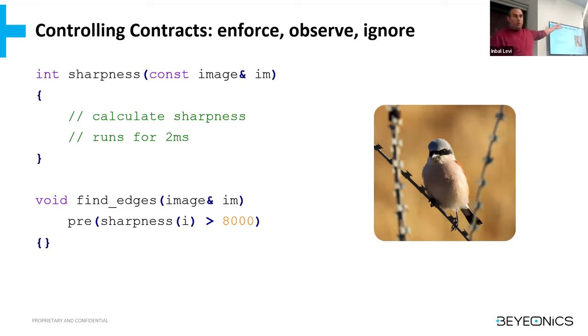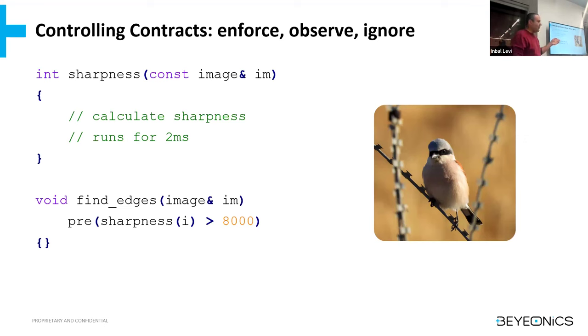Now, if you're in ignore mode, okay, your contracts will be compiled, will be checked for correctness, and once the compiler finds they are okay, it will just erase them. Nothing happens. You get nothing at all. All right, this is the ignore. Okay, the observe semantics will do the following. We just call your handler, return back to your code, and continue normally.